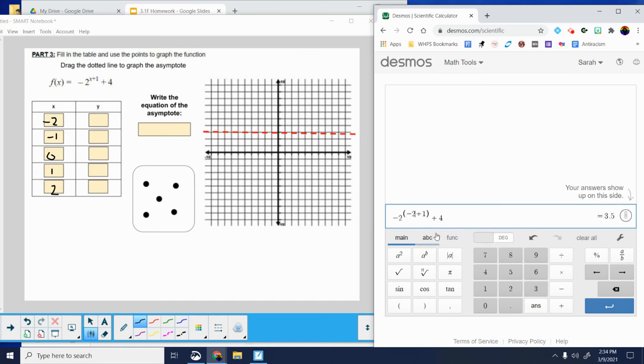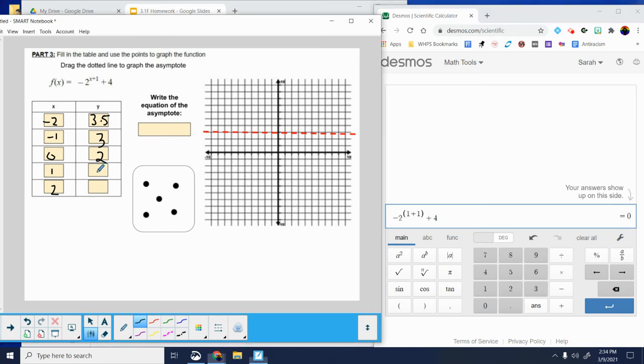So I'm going to do -2, which gives me 3.5. Then I'm going to plug in -1, which gives me 3. And then I'm going to plug in 0, which gives me 2. And then I'm going to plug in 1, which gives me 0. And then when I plug in 2 for x, I get out -4. And then the equation of my asymptote is going to be +4.